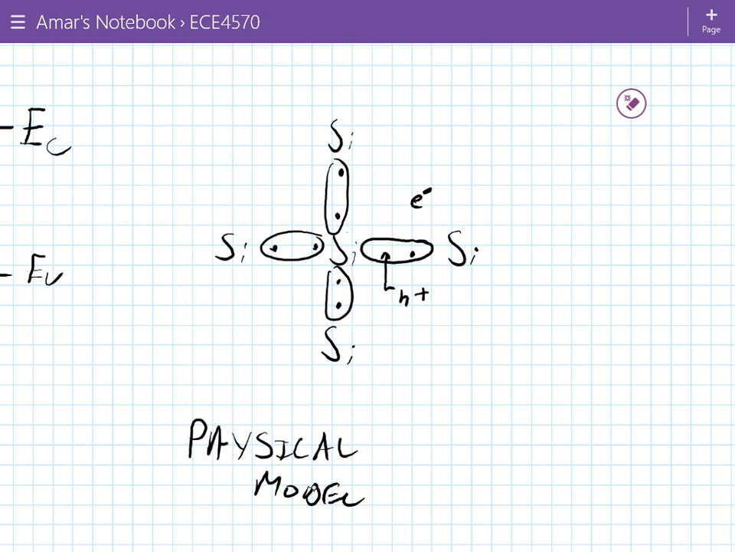Let's say this incomplete bond just transferred over here. So this electron moved this way. It completed the bond here. So what would happen then?